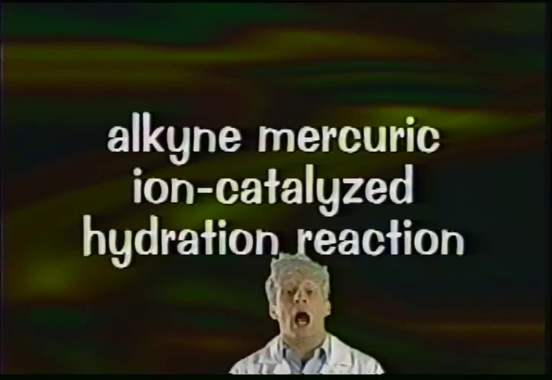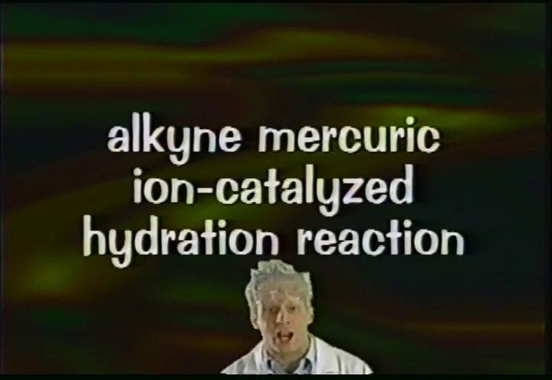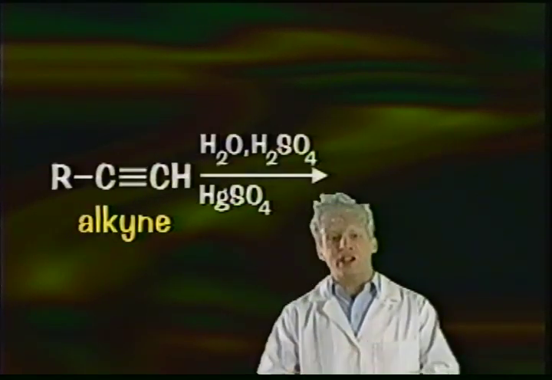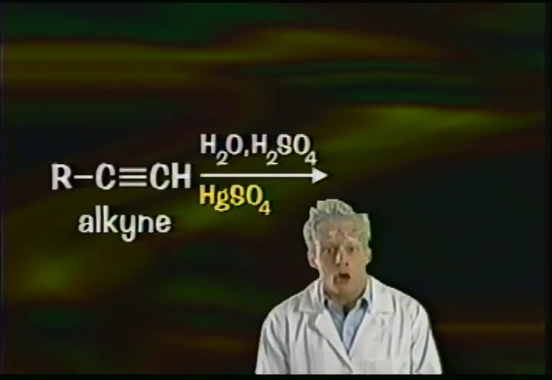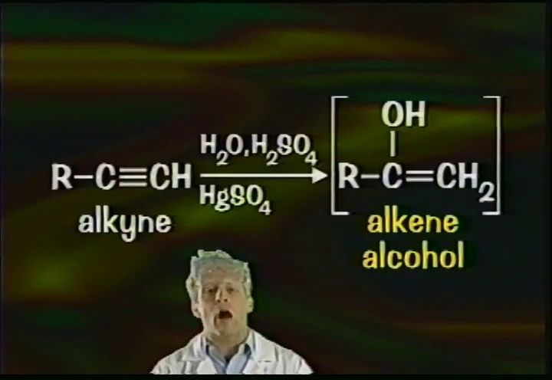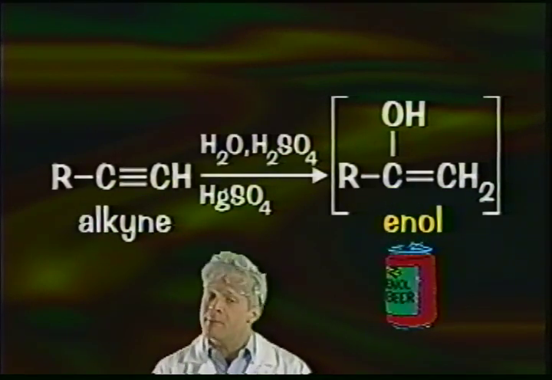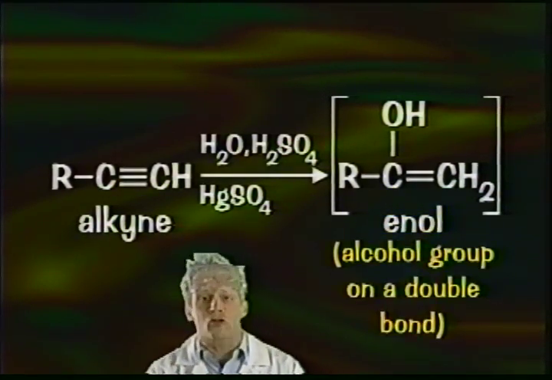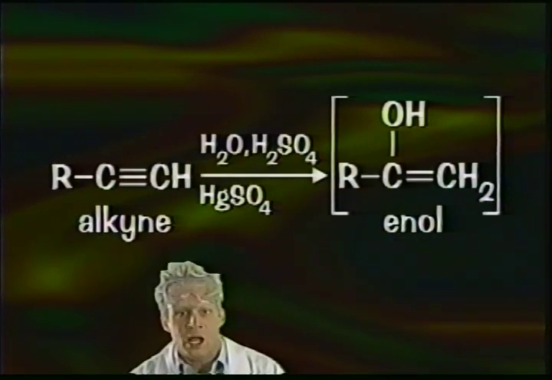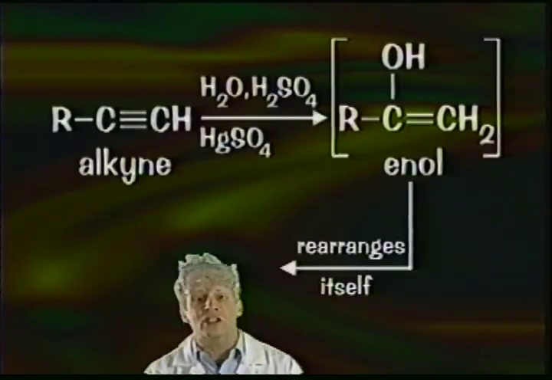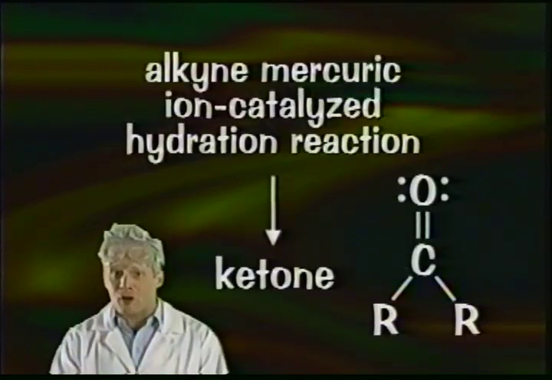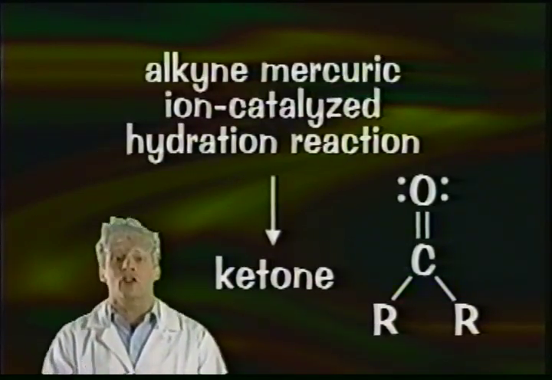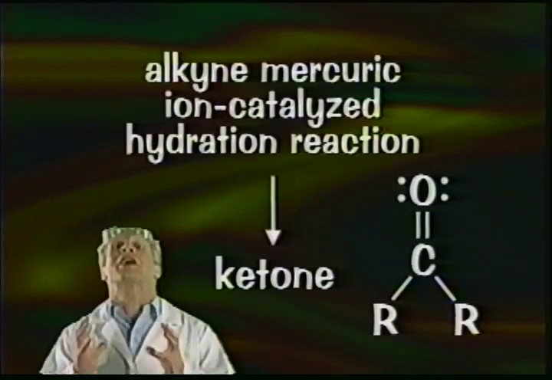To quickly summarize an alkyne mercuric ion catalyzed hydration reaction, an alkyne in the presence of water, sulfuric acid, and mercuric sulfate reacts to form an alkene alcohol called an enol, meaning it has an alcohol group on a double bond. This enol quickly rearranges itself into a ketone. So, alkyne mercuric ion catalyzed hydration reactions produce ketones.